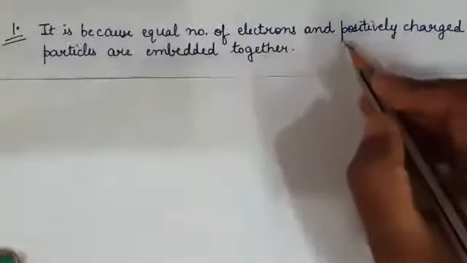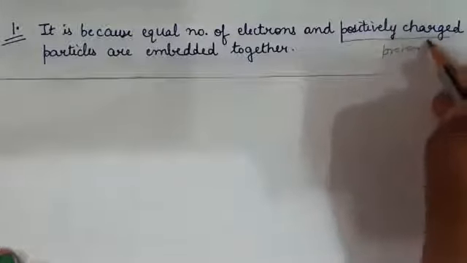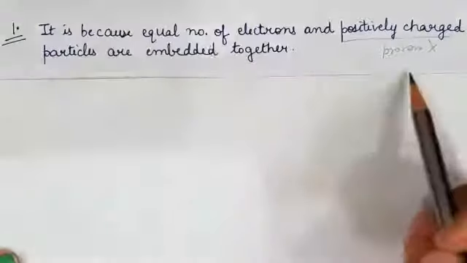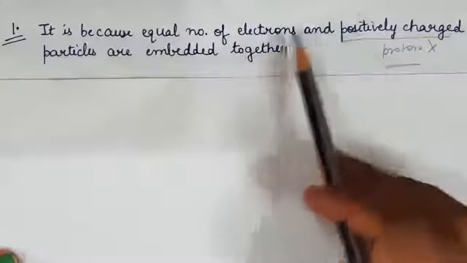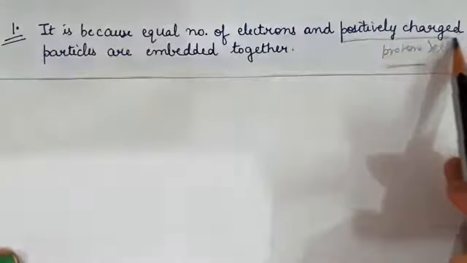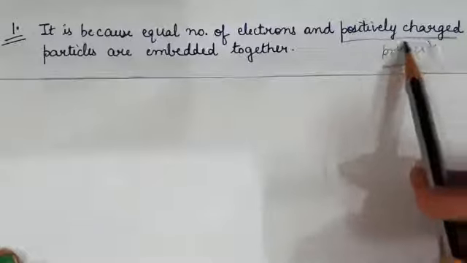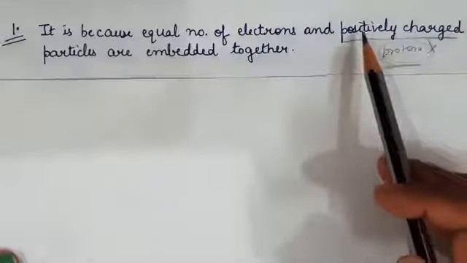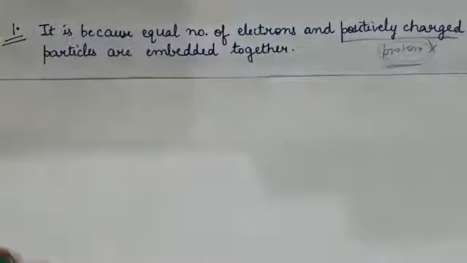Students, keep one thing in mind. Do not write protons. Why? Because Thomson's model did not discover protons. He only observed electrons and positively charged particles. It was not named protons. It was named by Rutherford. So do not write protons. Write positively charged particles. Clear?